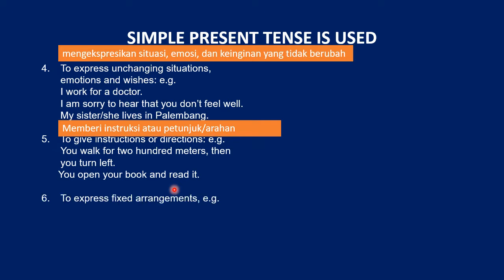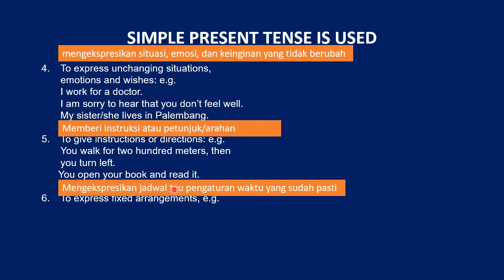The next one, you can use simple present tense to express fixed arrangements or schedules, untuk menggambarkan pengaturan waktu yang sudah pasti, atau schedule atau jadwal. Examples: your exam starts at 9. Yeah, this is describing a fixed arrangement. The next one, the flight departs at 7:30. It means it is talking about the schedule of the flight.